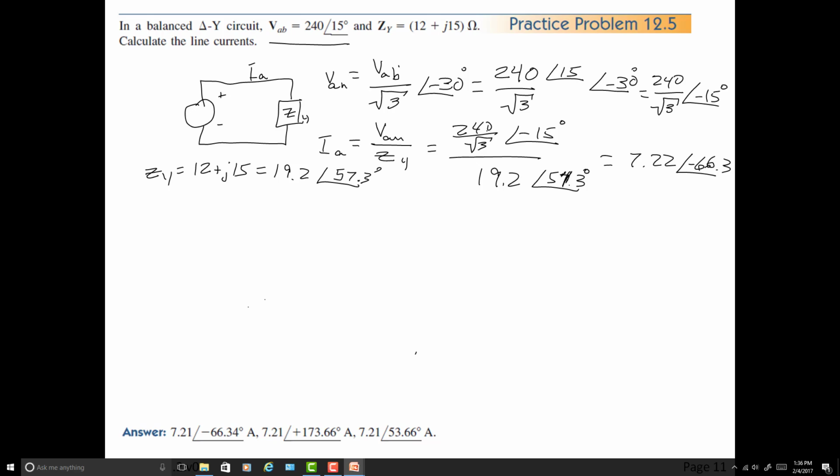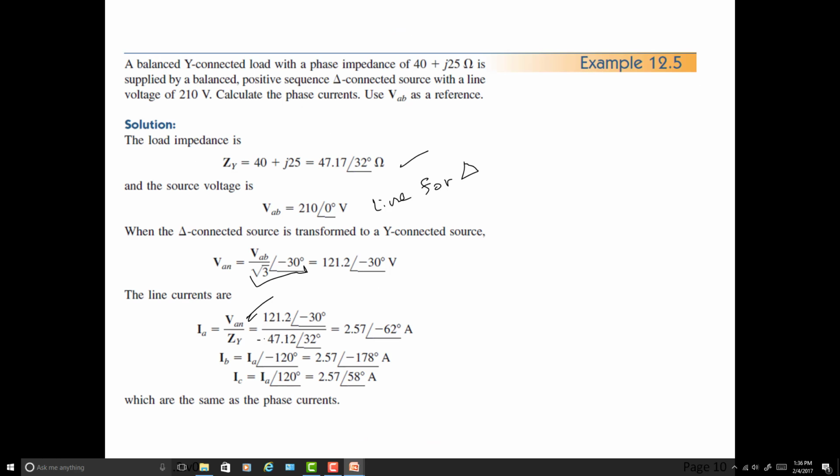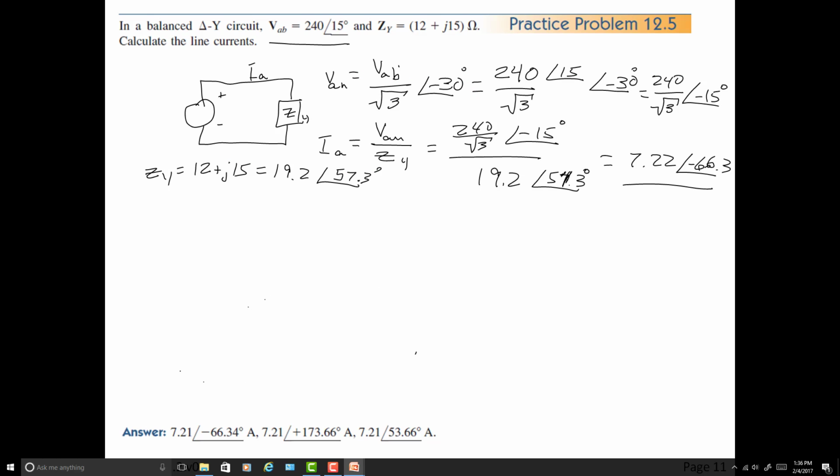Actually, I could guess if this is 240 and this is 20, that means it's 12 divided by the square root of 3, which is about 7. So this makes sense. This is one of our currents. And the other two turn out to be just shifted by 120 degrees.